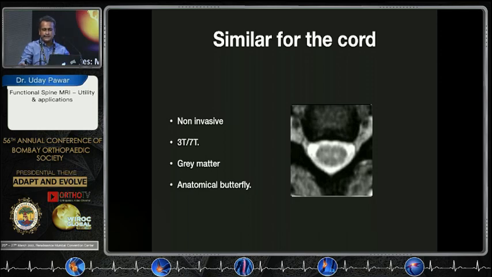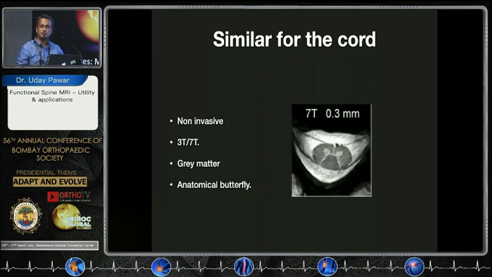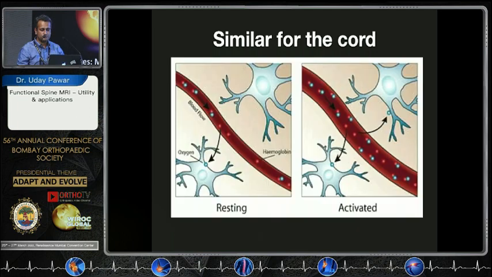Now researchers started wondering if something similar can be done for the cord. The advantage being it's non-invasive, and you can have higher resolutions as well. As we are used to seeing these images of the spinal cord, what if we can get this resolution and see the dorsal horn as well as the ventral horns in the spinal cord? That's the reason this functional MRI has been done, with high resolution images, to see the typical anatomical butterfly, or the gray matter, which we are used to seeing in anatomical books.